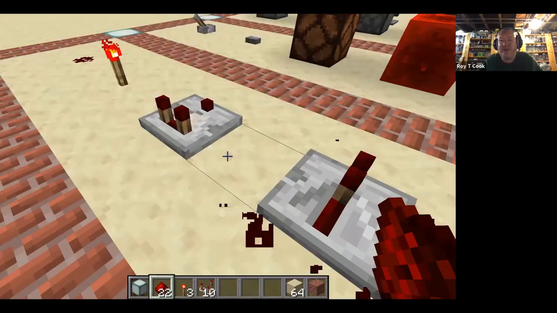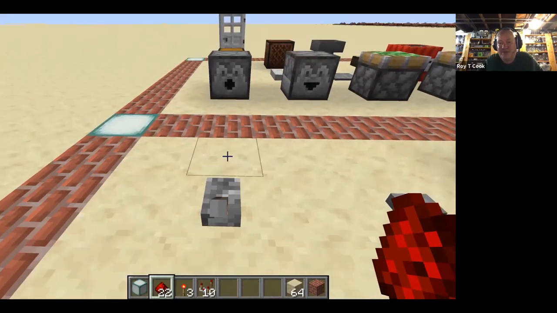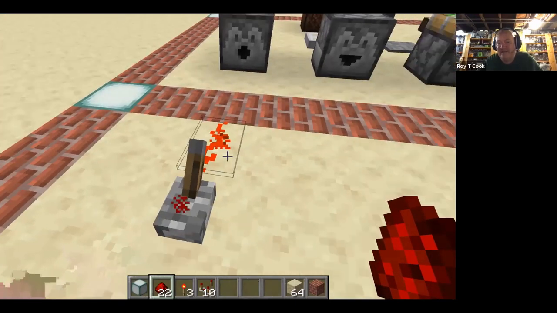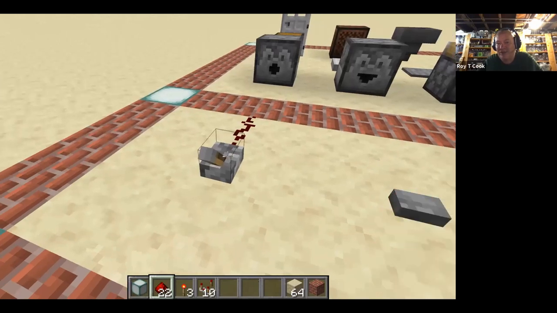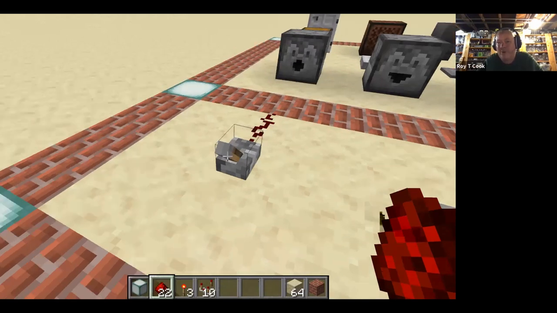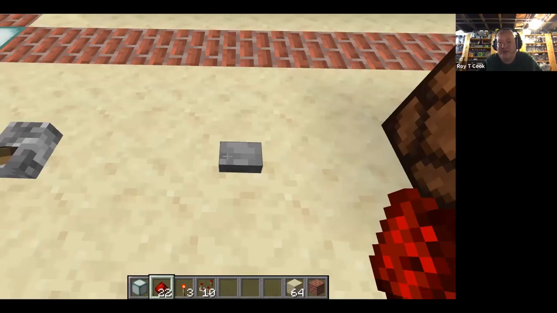Some other things that we're going to use, this is a lever. So I'll just put some redstone dust there. If we flip the lever, notice it activates the dust. If we flip it back, it deactivates, right? So it just sends a charge if it's on, and no charge, or what you might think of as a zero charge, if it's off. This we'll use in one of the machines we're going to talk about.